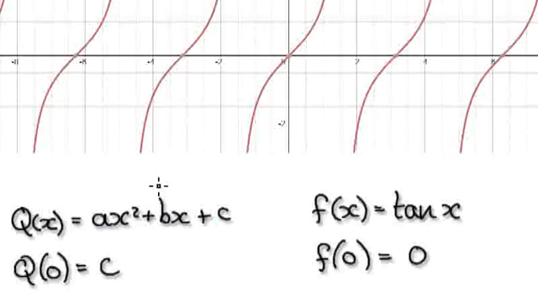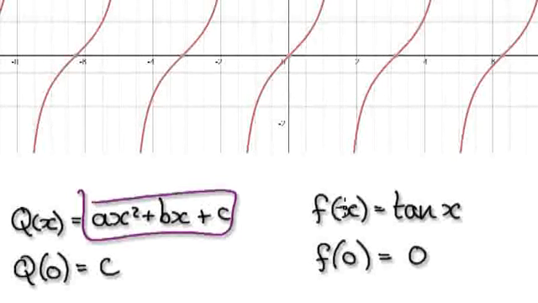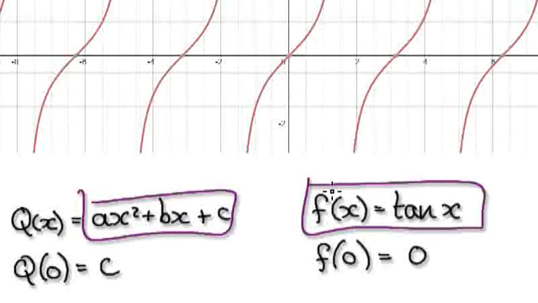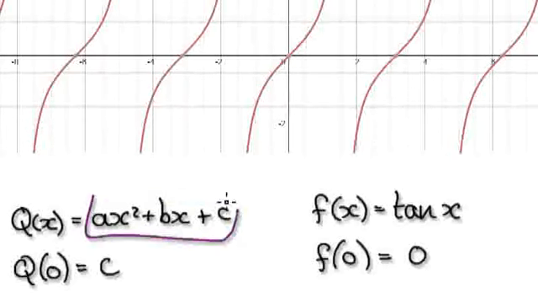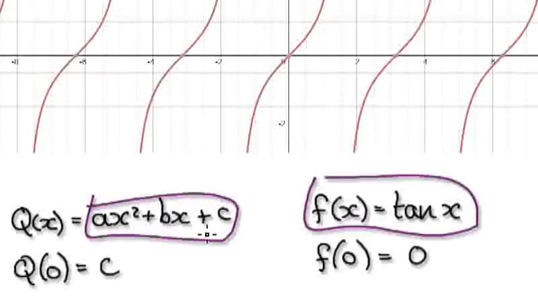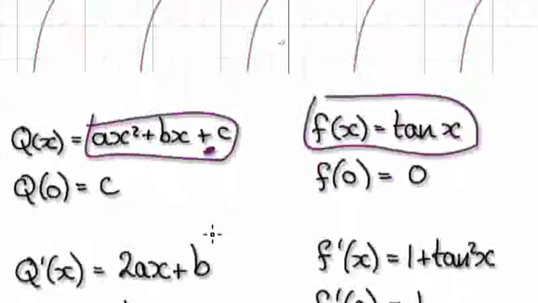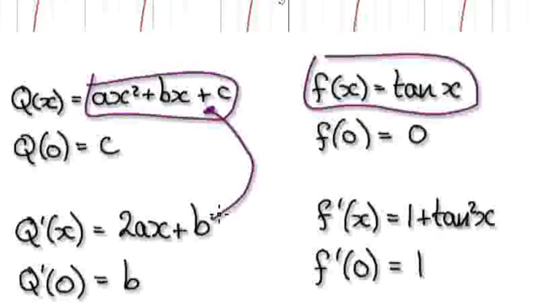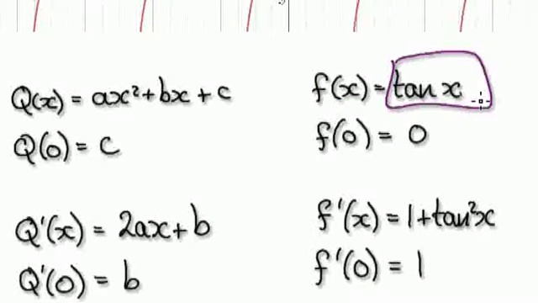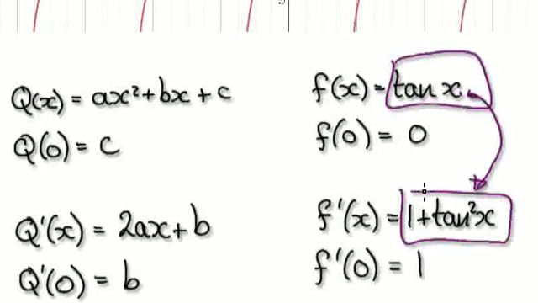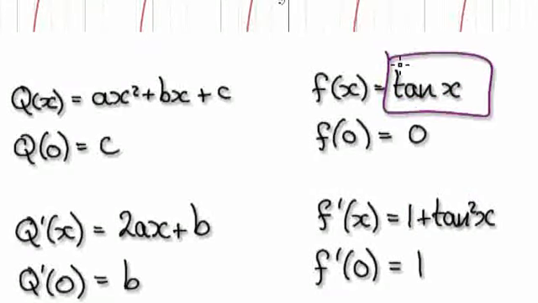The next step is to look at the first derivative of our quadratic, and then look at the first derivative of our original function, and then set the two derivatives to be the same. So the first step is to differentiate this and to differentiate this. When you differentiate this, it will give you this. But when you come to differentiate tan of x, it's quite tricky. So now let's try and differentiate tan of x.